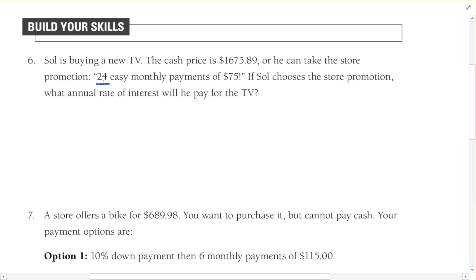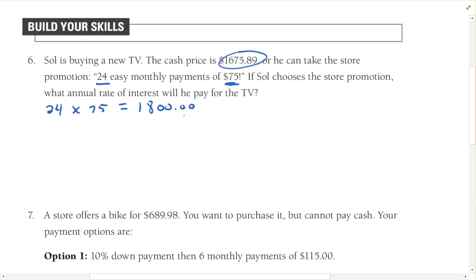All right, so first off, we got to figure out how much money would he actually pay if he paid 24 easy payments of $75. So we'll go 24 times 75. Okay, so he would end up paying $1,800 compared to that, right? So paying more for it with this 24 easy monthly payments thing.